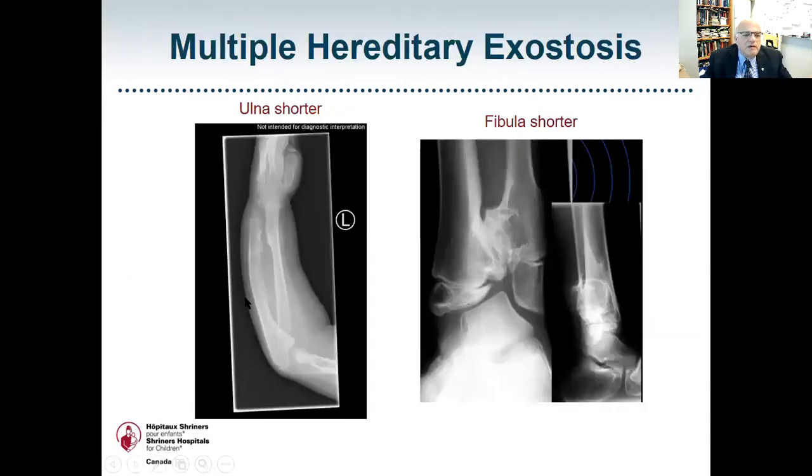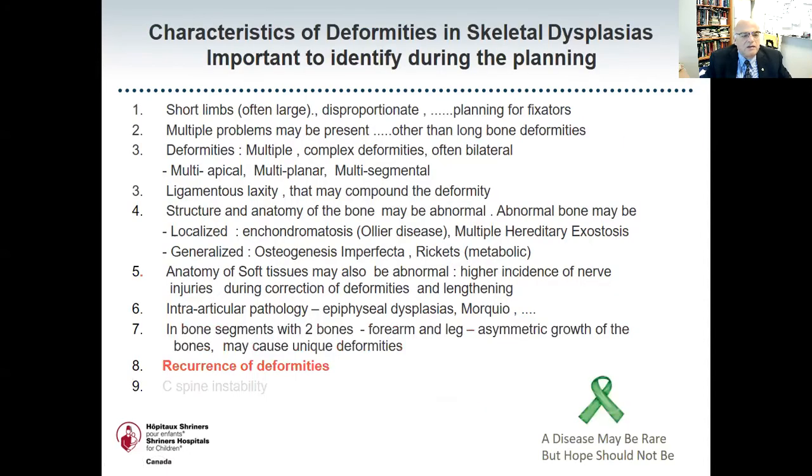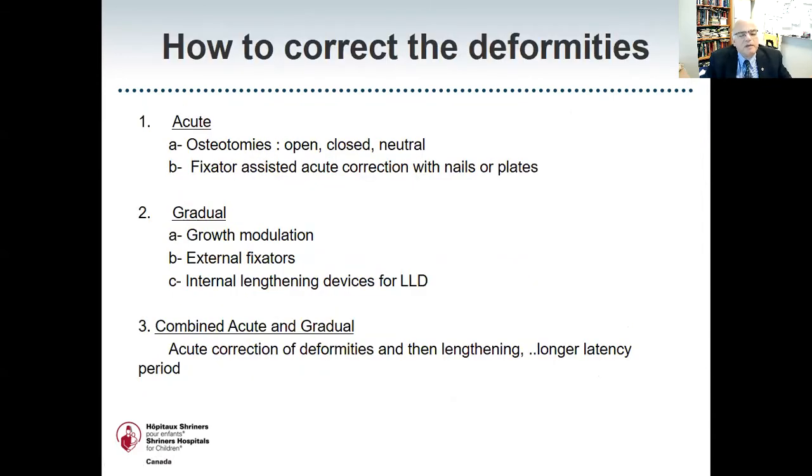For example, here the ulna is shorter than the radius, and here the fibula is shorter than the tibia. And these may lead to severe deformities if left untreated and unnoticed. Then we have recurrence of deformity. This must be recognized, must be explained to the parents and to the patient. And finally, we mentioned C-spine instability, extremely important to clear before any procedure is performed.